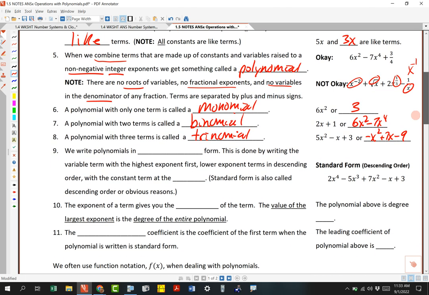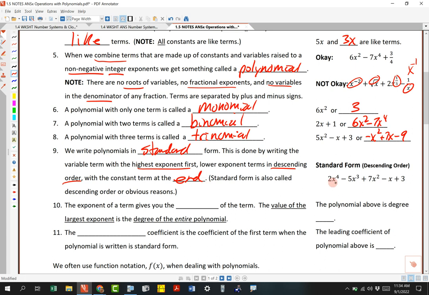Okay, we usually write polynomials in standard form. So here's how standard form works. We write the variable term with the highest exponent first, then lower exponent terms in descending order, with the constant term, if there is one, we write that at the end. Okay, and there are times where people don't call it standard form. They just say, we're just going to write this in descending order. And the obvious reason for that is, I mean, it literally says what we're doing. We're writing them all in descending order.